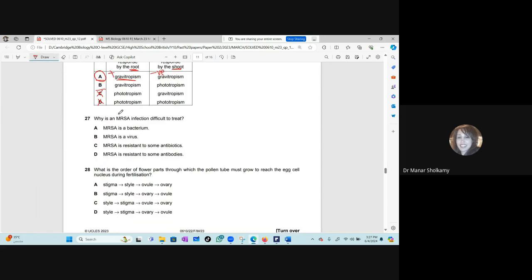27. Why is an MRSA infection difficult to treat? Now, remind me, what is MRSA?